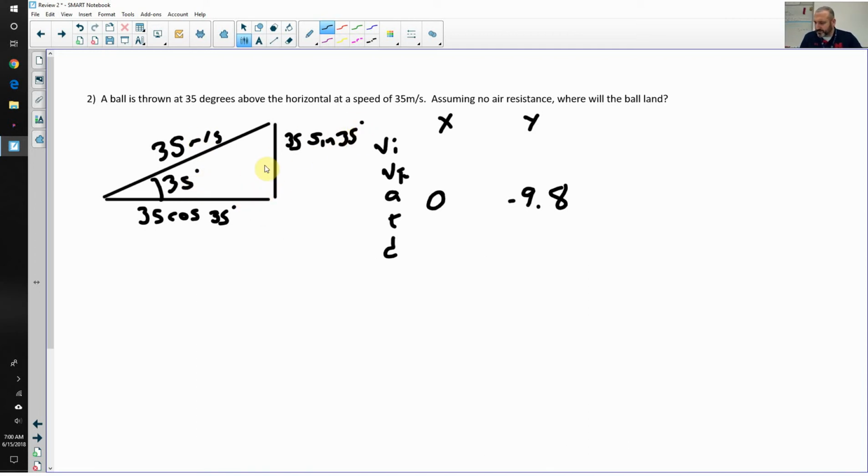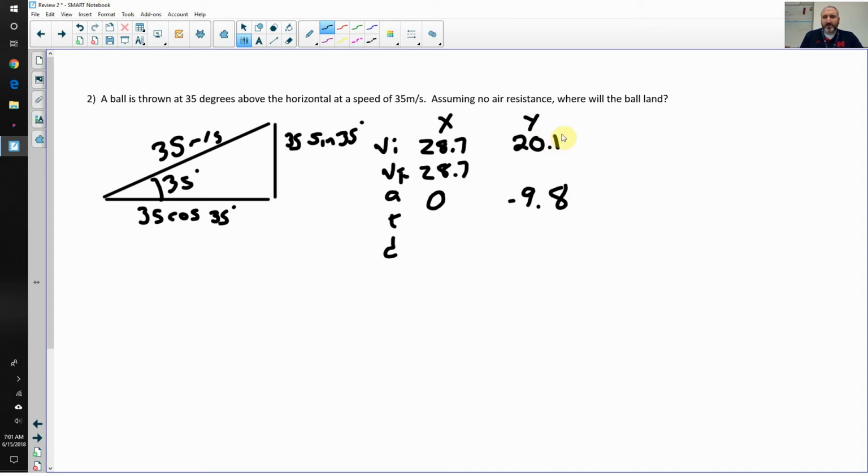And if you play your cards right, you should end up with 28.7 meters per second in the x, and because it doesn't speed up or slow down in the x, it's going to be the same. And in the y dimension, it's going to be 20.1 meters per second in the y. But that's going up.